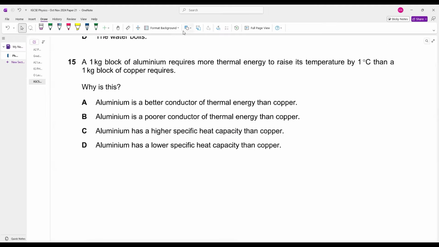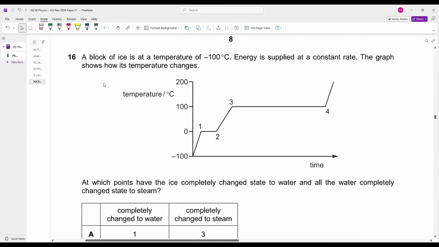Simple. A 1 kg block of aluminium requires more thermal energy to raise its temperature by 1 degree centigrade than 1 kg of copper requires. Why is this? Beta, 1 kg of aluminium requires more thermal energy to raise its temperature by 1 degree centigrade than 1 kg of copper. Why is that the case? Because aluminium has a higher heat capacity compared to copper. C is your answer. Let's move on to question 16.